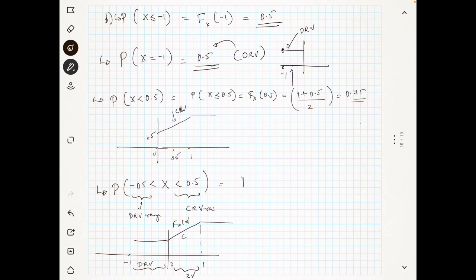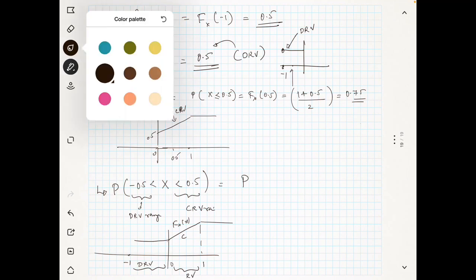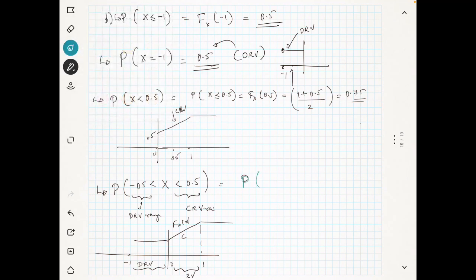This is nothing but the probability that minus 0.5 less than x less than or equal to 0.5. Okay, because I can write like this because it is a continuous part. I cannot include the equality here because it is a discrete part.